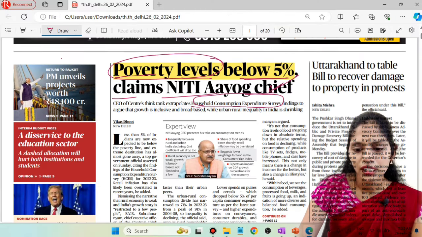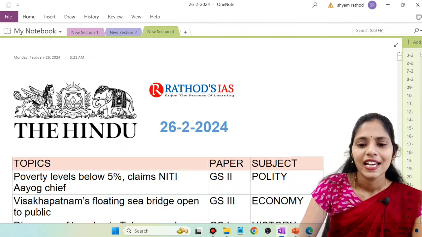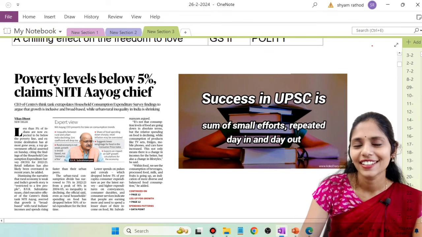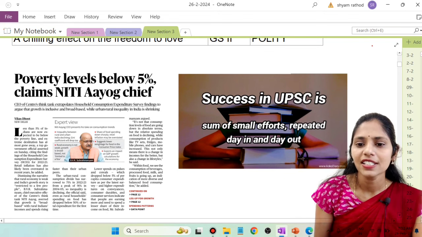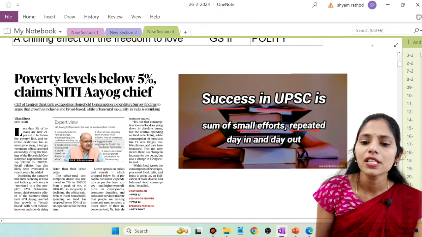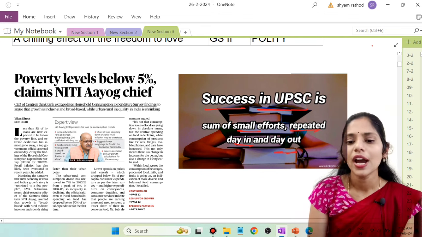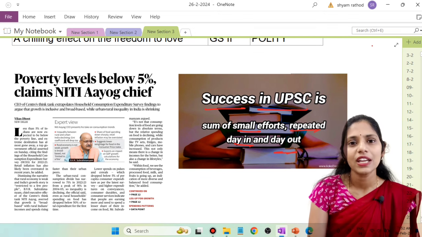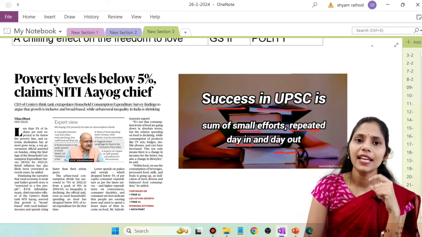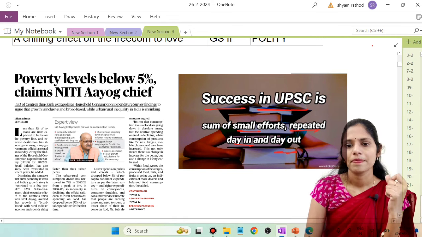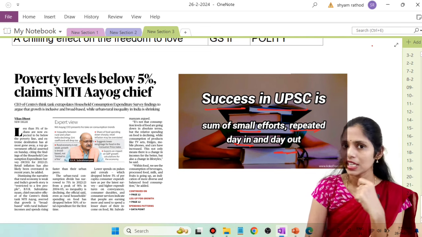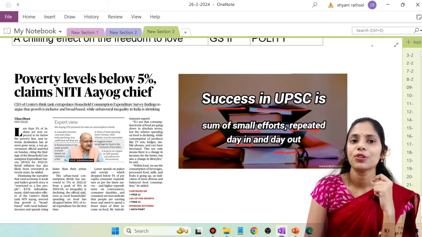Now let us see today's quote. I am here to motivate you students. Today's quote is regarding UPSC itself: success in UPSC is the sum of small efforts repeated day in and day out. Efforts are very, very important. If you are making even small efforts repeatedly, they will be very helpful in your preparation, and if you do them daily, that will become the key for your success.